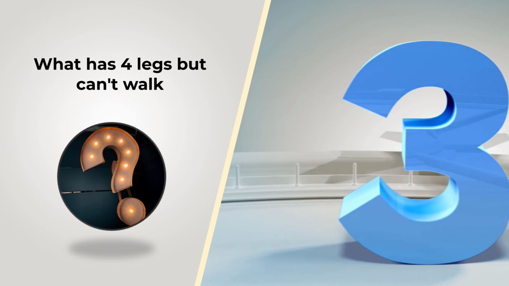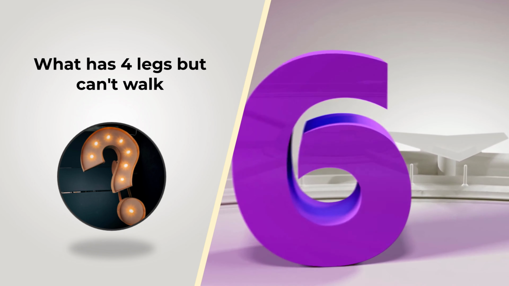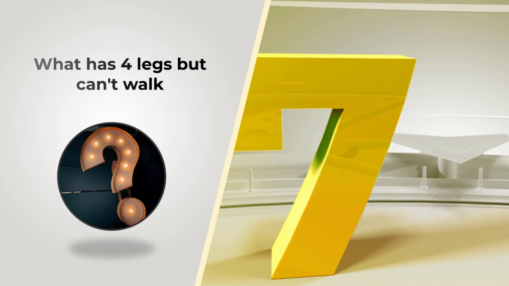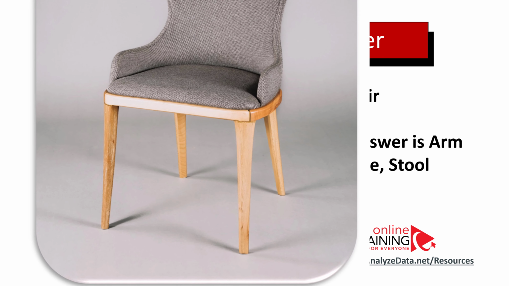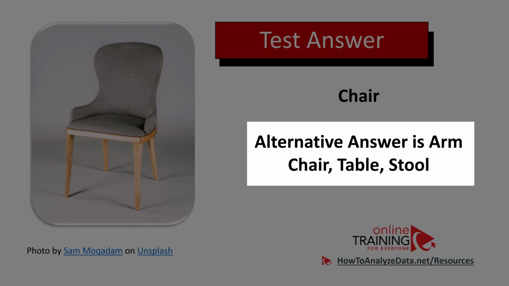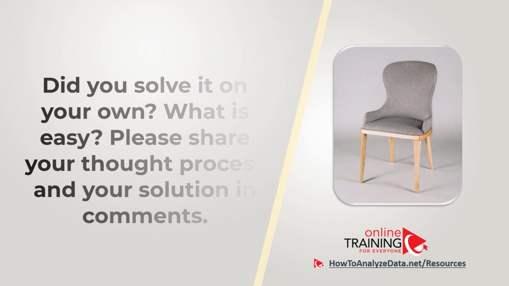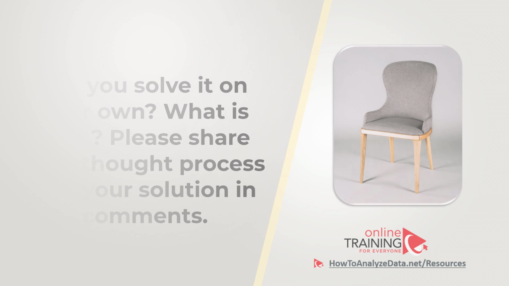Do you think you found the answer? Let me give you a quick hint. Think out of the box and think of something that doesn't necessarily walk. Did you figure it out? Let's continue to see how we can solve this challenge and get to the correct solution together. As you might have figured, the answer is chair, and the alternative answer could be armchair, table, or stool. Hopefully you figured it out on your own and now know how to answer similar problems on the test.